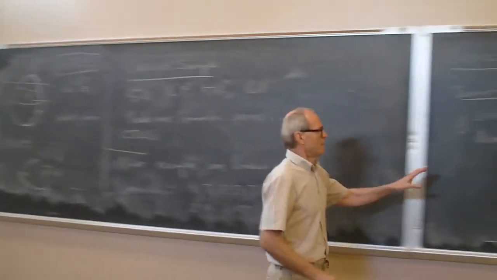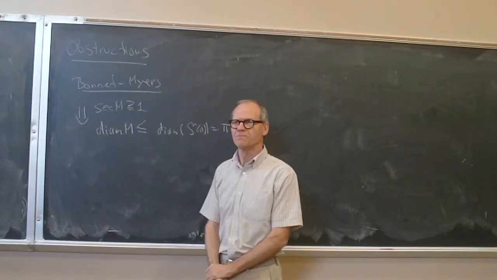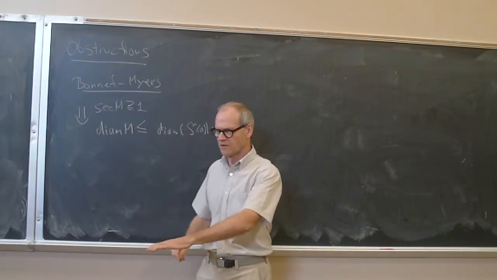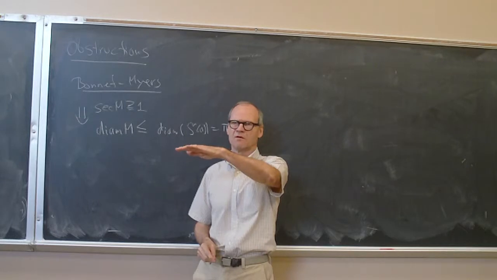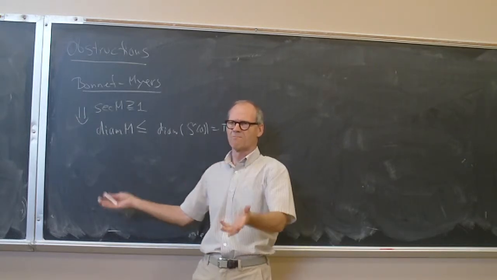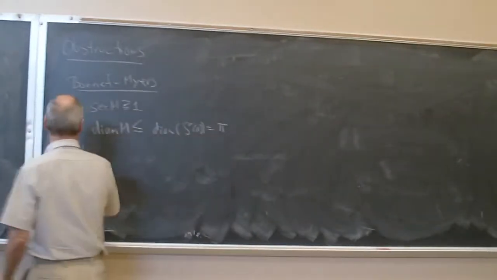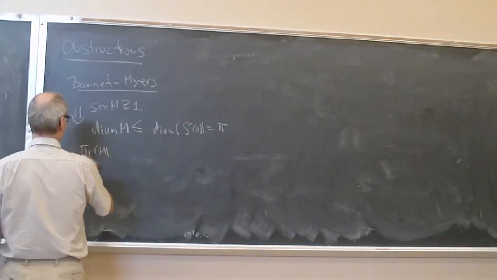So this in particular implies that the fundamental group is finite. Because if you take a manifold, you can go to its universal cover. It has the same curvature bound, so it has bounded diameter. So it's compact. And then you conclude that the fundamental group is finite. This is the classical result.